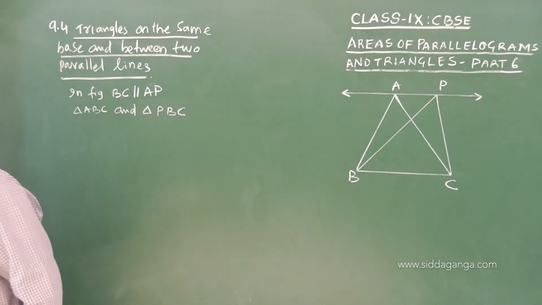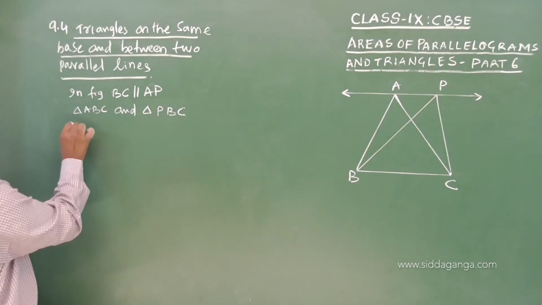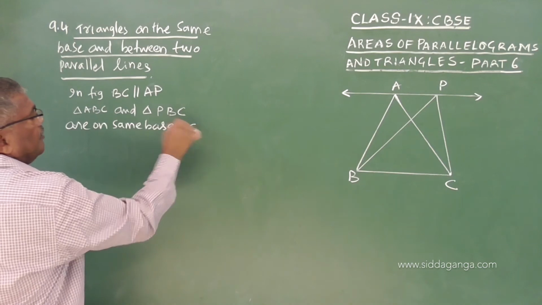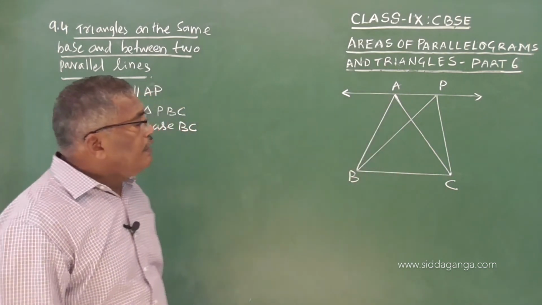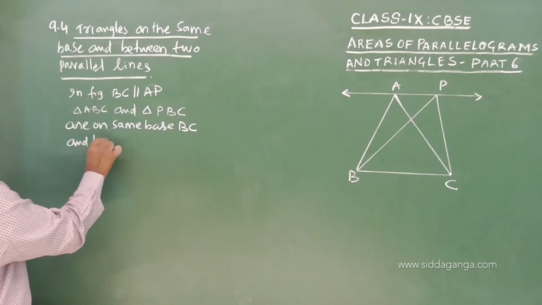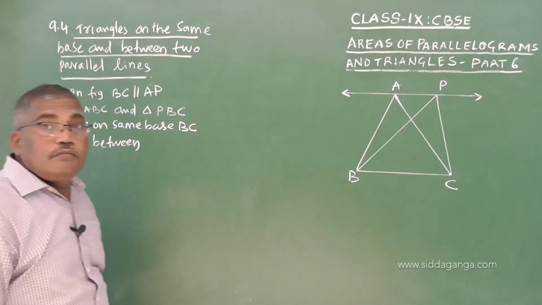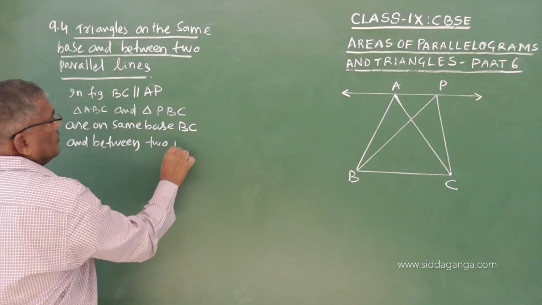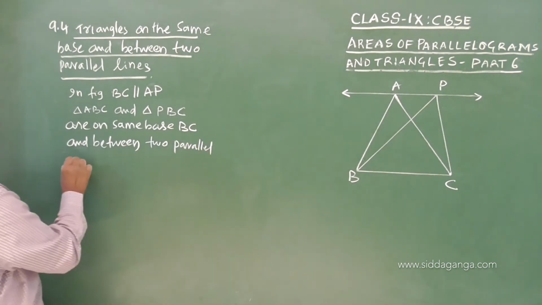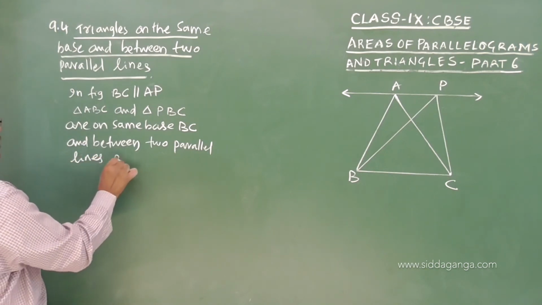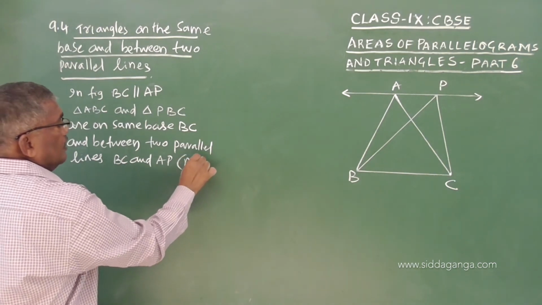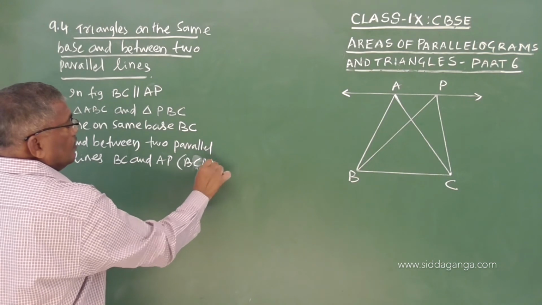You can observe they are on the same base BC, and between two parallel lines BC and AP. In fact, BC is parallel to AP is given.